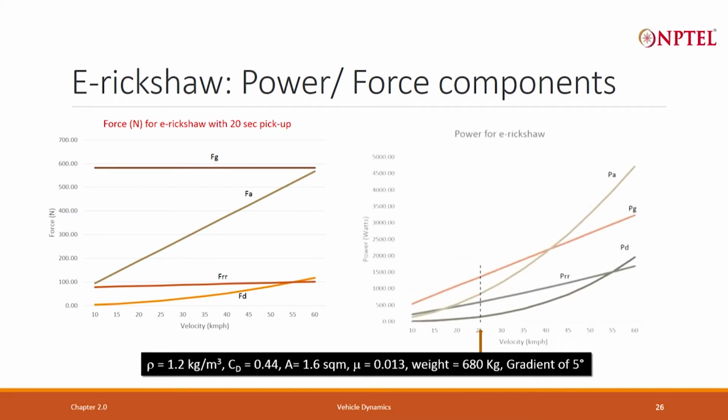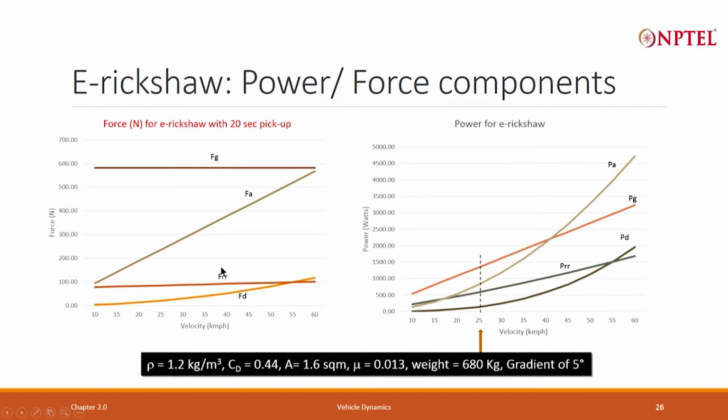What about the power? So, as a result, now you multiply it by velocity, all these curves, and what happens? If you see this, the gradient power now is of course a function of velocity, and gradient power can be quite large. Gradient force was large, you multiply it by velocity, and at 60 kilometer per hour, it exceeds 3000 watts, 3.5 kilowatts. But at 25 kilometer per hour, still manageable.